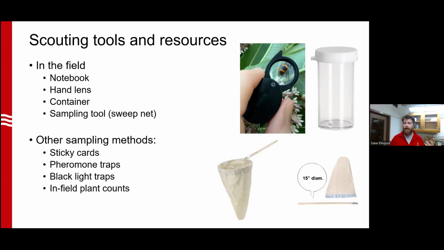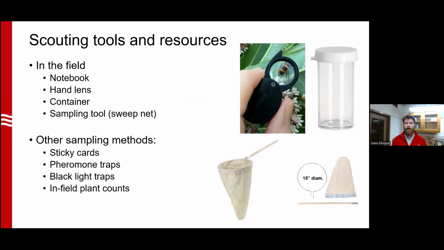Finally, a sampling tool. A sweep net is a really critical tool for crop scouts here in Wisconsin. These are nets that are really heavy canvas bags with a heavy-duty outer rim that the bag sits on, and they're really designed to dislodge insects from plants.